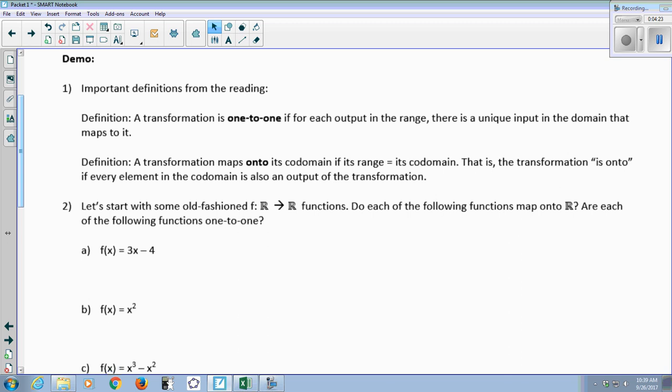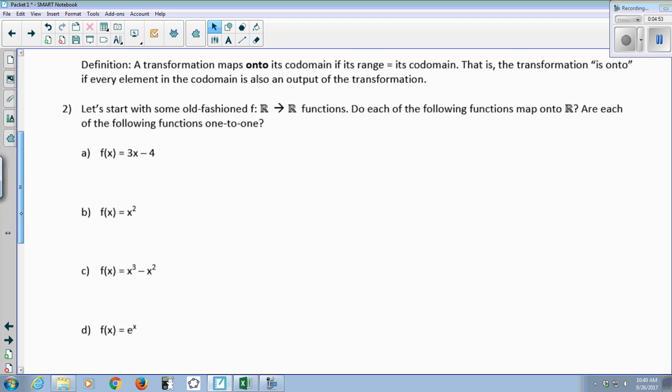Okay, so onto is a new word, but it still applies to your basic college algebra pre-calc functions. A transformation maps onto its codomain if its range equals its codomain. If you can produce every element of the codomain as an output, then the transformation is onto every element in the codomain. Okay.